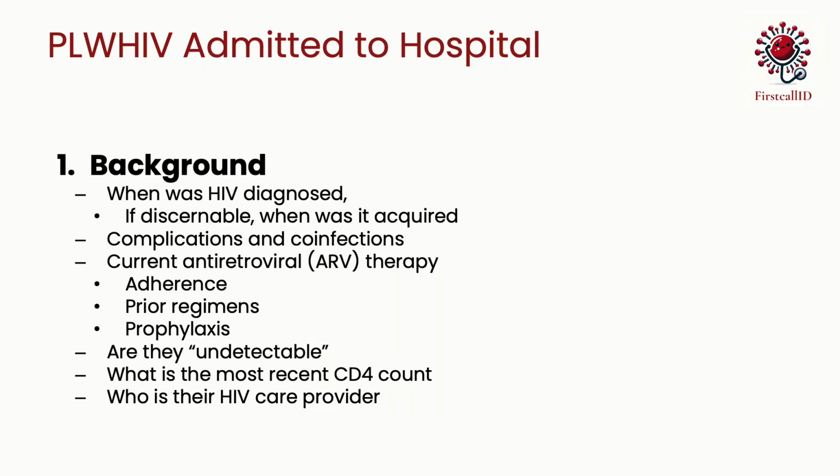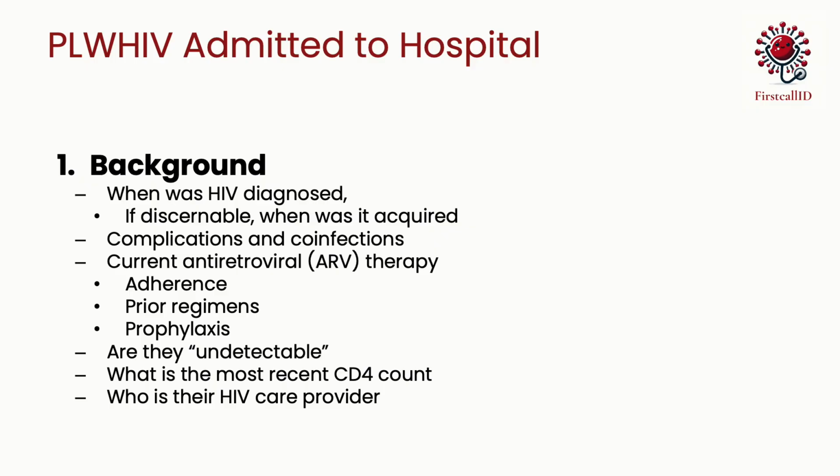Now back to the key components of our assessment. And this begins with an understanding of their background history of HIV infection. So approximately when was it diagnosed? And if discernible, when was it acquired? Some of the complications of HIV are related not just to the degree of immunocompromise, but the chronicity of infection.